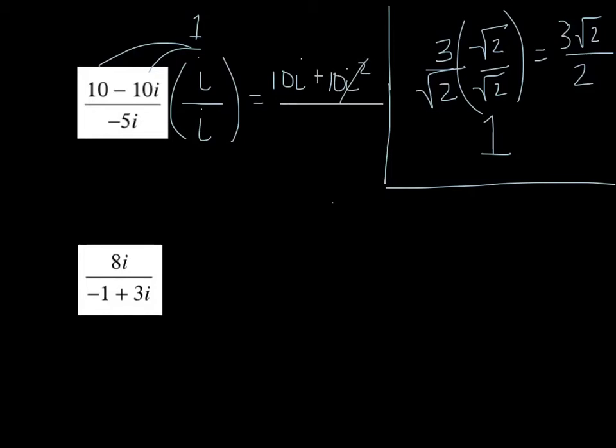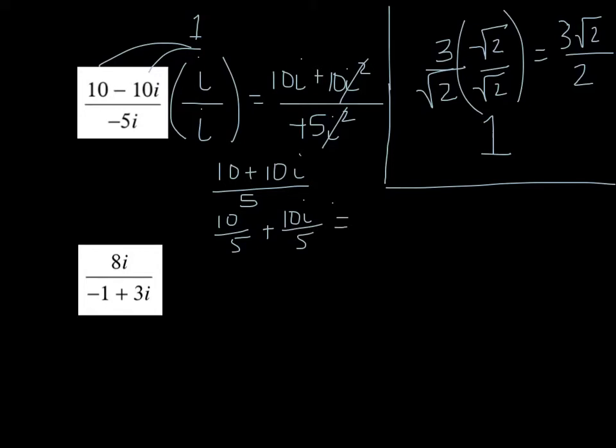And then minus 5i minus 5i squared. Because again, i squared is a negative 1, so immediately I cross it out and change the sign of the coefficient. So I have 10i plus 10, or 10 plus 10i on top, and then 5 on the bottom. Well, I can split that up, 10 over 5 plus 10i over 5. And I'm going to end up with 2 plus 2i.